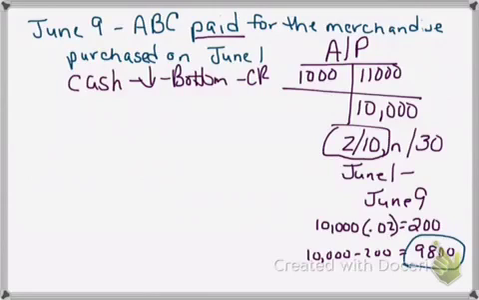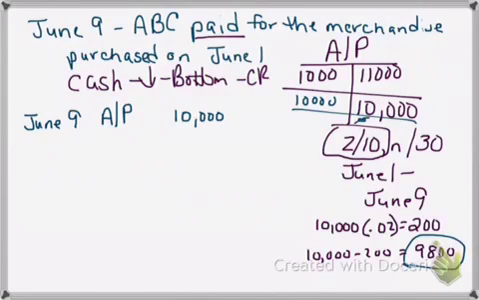Our accounts payable is also going to be going down, so we would have June 9th. The accounts payable is going to be our debit account for the total amount that we owe, which is $10,000. And you notice once I put that $10,000 in, now we're at zero. We don't owe anything on accounts payable. So we want to make sure that we clear that up completely.